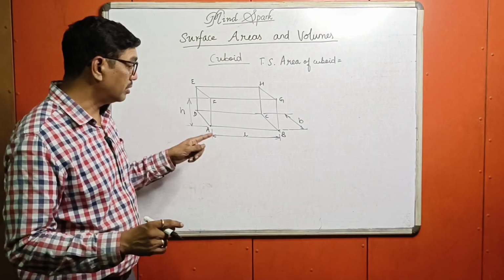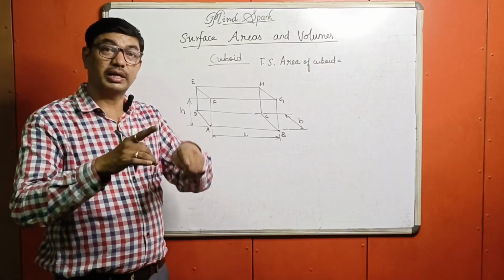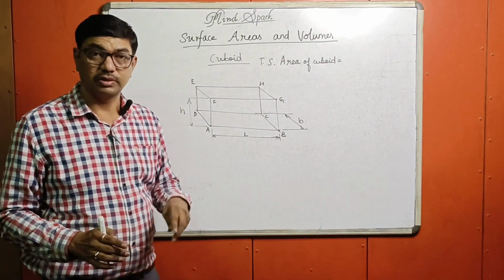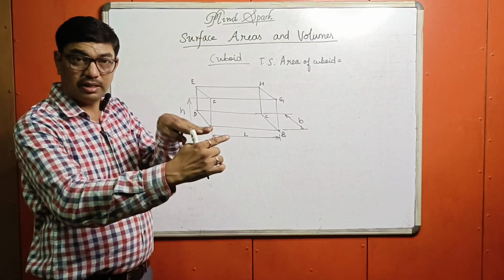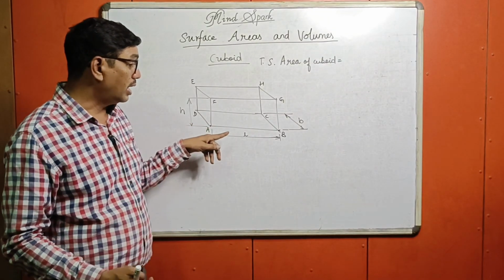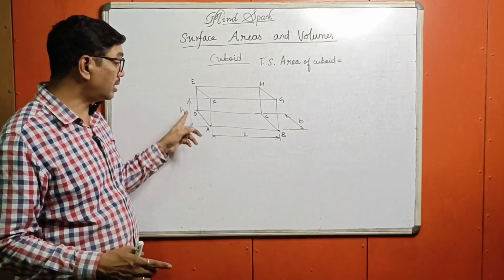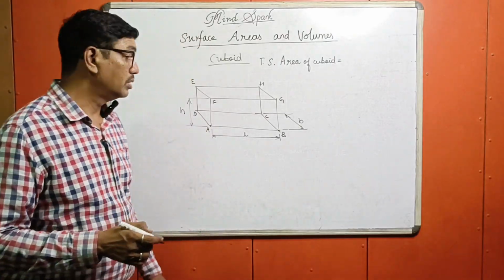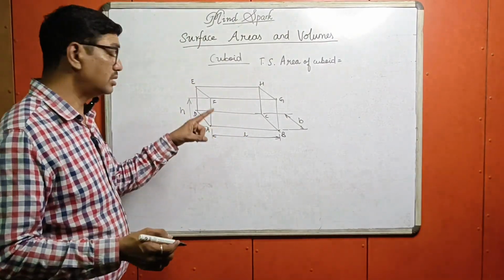Okay, and when two edges intersect, you get a corner point. That is very important. So AB is an edge. How do you get the edge? When two planes intersect, then you get an edge, and when edges intersect, you get a corner point. So how many corner points are there? There are 8 corner points. Is it clear now? And how many edges are there? There are 12 edges. So this information you should know.